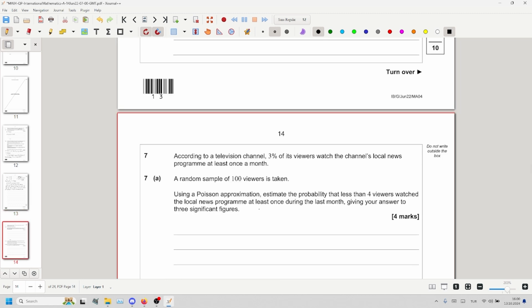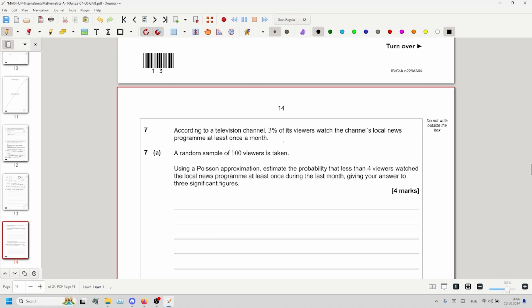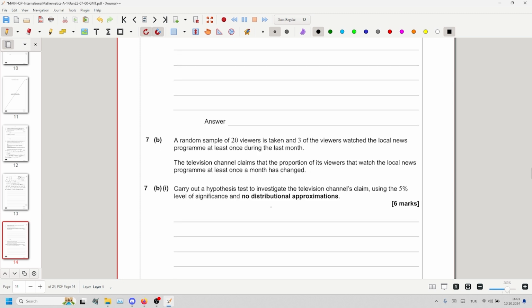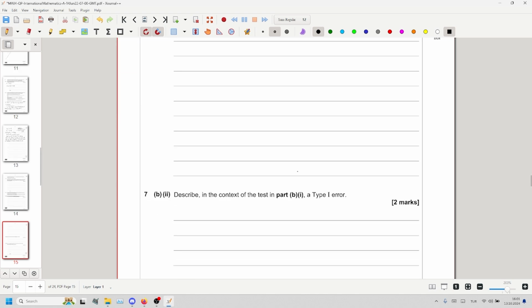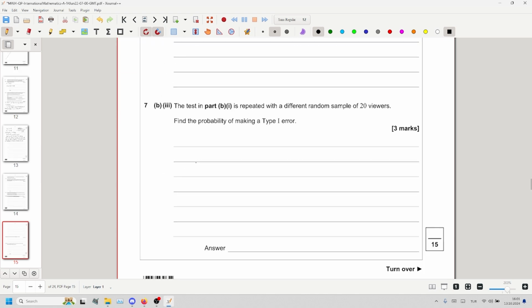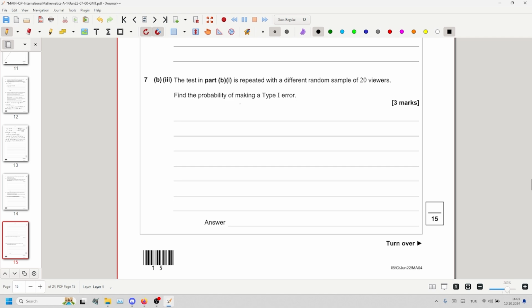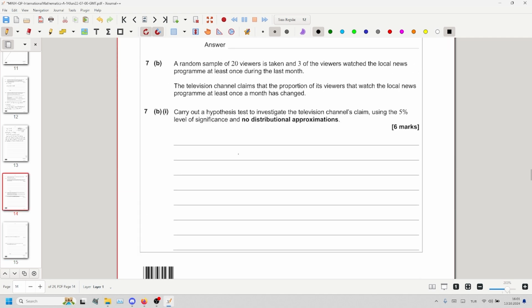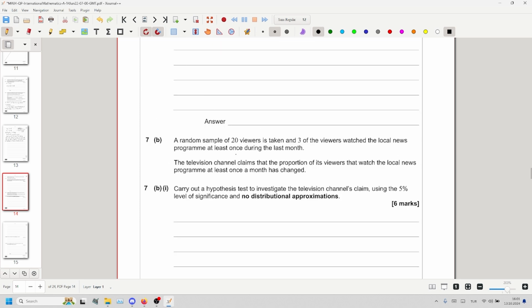All right, now let's continue with this question. This seems to be a Poisson approximation question, and then it's going to have us carry out a binomial hypothesis test. So that's 6 marks. So that's pretty important. And then it's going to ask us about a type 1 error, and then the probability of making a type 1 error. So let's begin this question.